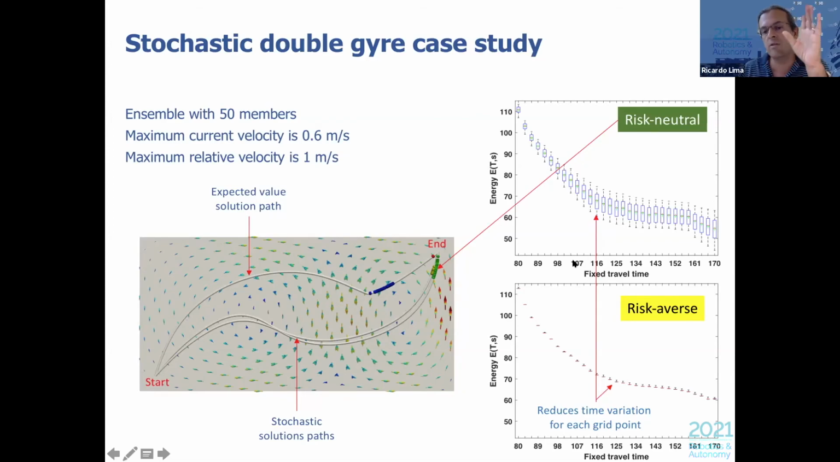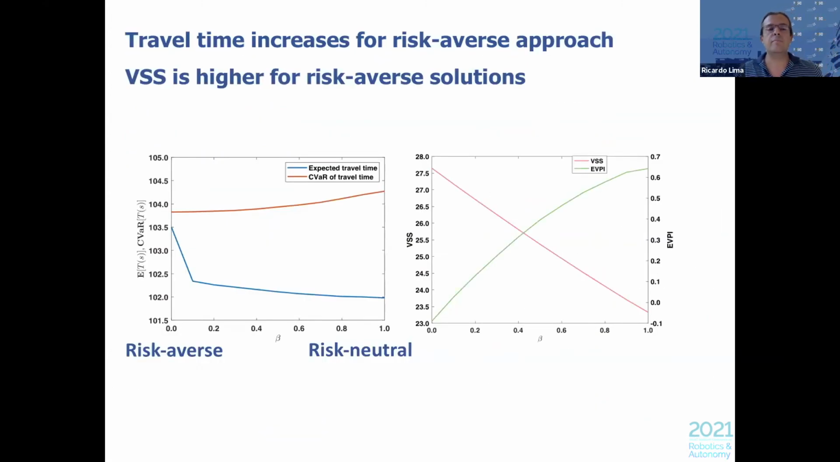Here you have fixed the travel time, and you have a distribution of energy consumption that depends on the forecast of the current. This is using a risk neutral approach, and this is using a risk averse approach, where you minimize only the 10% worst travel times. In this kind of result, the other thing that we get is the value of the stochastic solution, and we see that we always have a positive value of the stochastic solution.